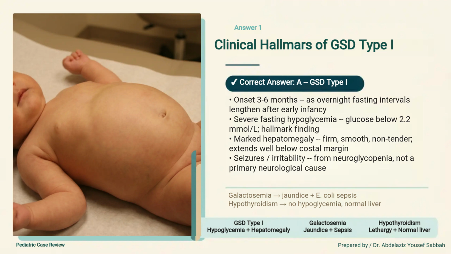The hallmark combination here is severe fasting hypoglycemia together with marked hepatomegaly. Onset is typically between 3 and 6 months of age, as overnight fasting intervals lengthen after early infancy. The hypoglycemia is severe, with glucose falling below 2.2 millimoles per liter, and the liver is firm, smooth, and non-tender, extending well below the costal margin. The seizure and irritability arise from neuroglycopenia, low glucose supply to the brain, and not from a primary neurological cause. By contrast, galactosemia presents with jaundice and E. coli sepsis, while congenital hypothyroidism causes lethargy with a normal liver and no hypoglycemia.